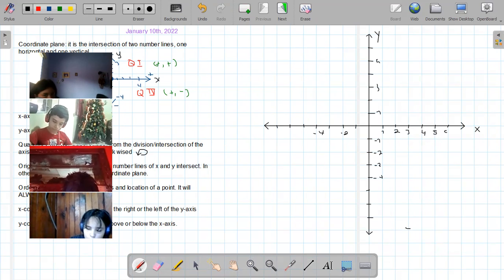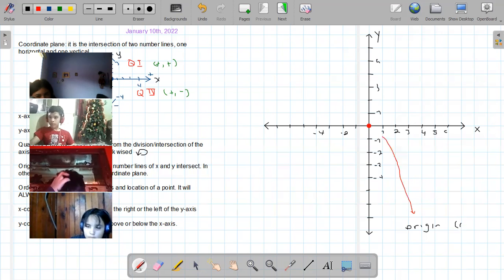So the origin is right in the center, okay? This is the origin. Carlos Luis wanted me to do this. So that's the origin. The origin is 0 for the X, 0 for the Y. What point would this be? What point is that?